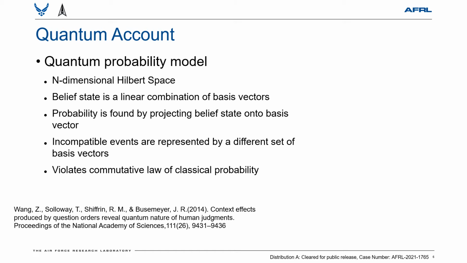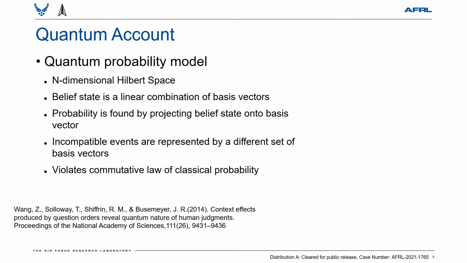One popular account of order effects is the quantum probability model. The quantum model is an alternative theory of probability based on a set of axioms that differ from those in classical probability theory. In the quantum model, events are represented as basis vectors in an n-dimensional Hilbert space. A person's belief state is a linear combination of basis vectors. The probability of an event is computed as the projection of the belief state vector onto the basis vector that represents the event in question.